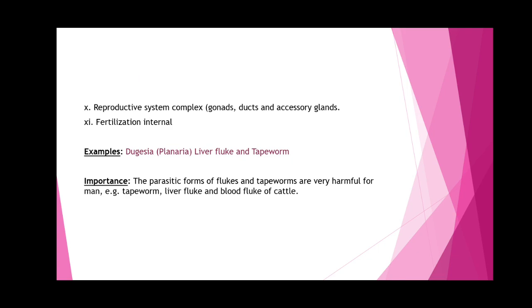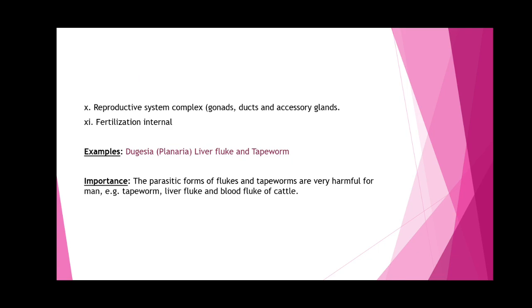The parasitic forms are the liver flukes and the tapeworms. Liver fluke is found in the liver of the human being, and tapeworms are found in the intestines of man. The examples have been given here: Dugesia, which is also called planaria, liver fluke, and tapeworm.